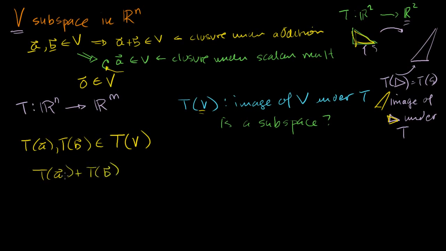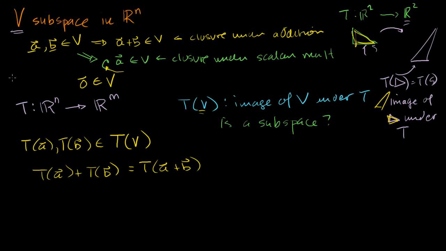And the way I've written this, these are two arbitrary members of our image of V under T. Or maybe I should call it T of capital V. These are two arbitrary members. So what is this equal to? Well, we know from our definition of linear transformations, the sum of the transformations of two vectors is equal to the transformation of the sum of their vectors.